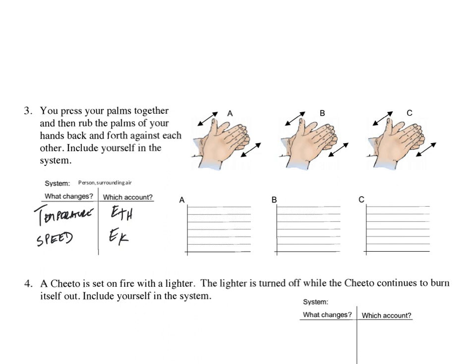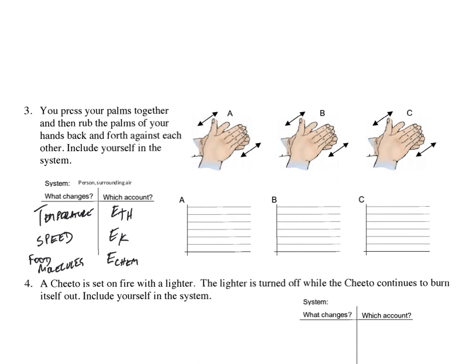treatment of this problem. And then the last thing is, like I said, you're using energy from the food that you eat. So what's changing is, we'll call it food molecules. Those would be sugars, fats, proteins that you've eaten, and you're changing those into something else in order to be able to use the energy stored in that food. So that will be the chemical energy account.